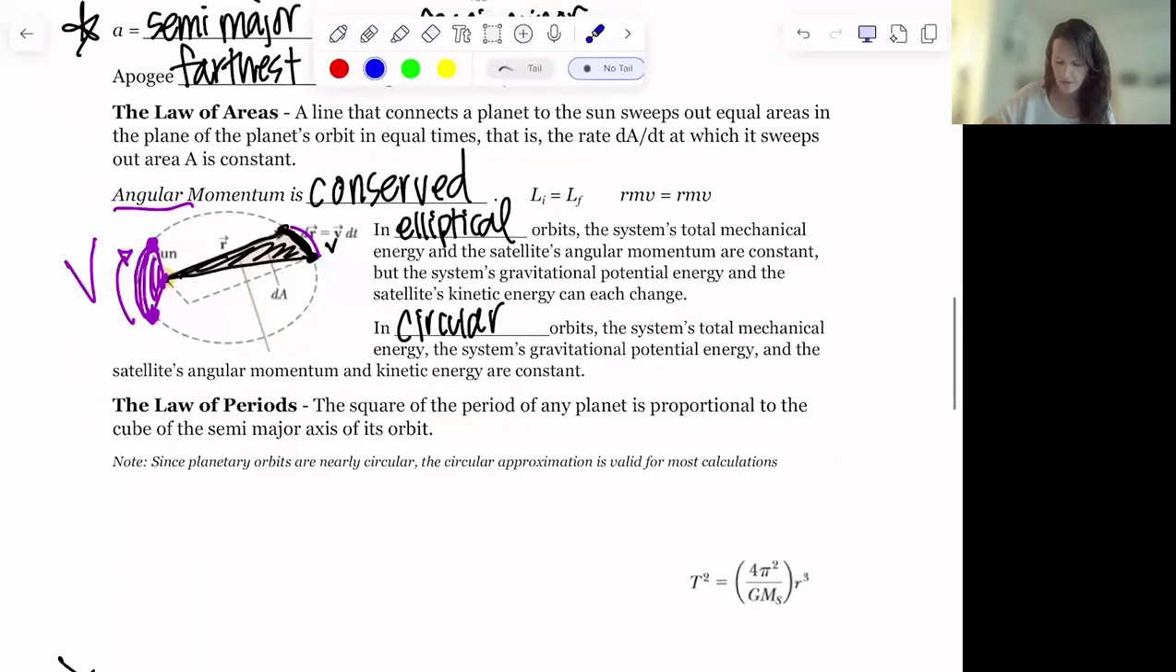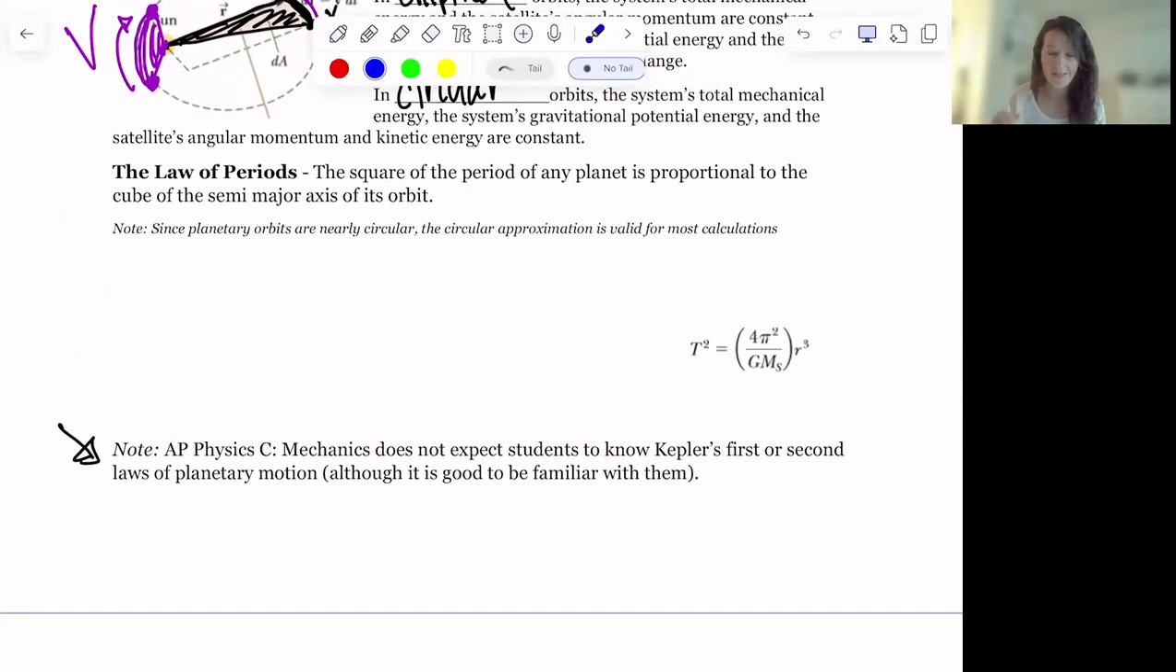Okay, so next law from our dude Kepler, the law of periods. This one is important. It's very likely they're going to ask you to derive this on a test, so make sure you know this. The general thing for this law is that the square of the period of any planet, or as we've discovered, of anything orbiting a big central mass, is proportional to the cube of the semi-major axis of its orbit. So look, we need to know what the semi-major axis is in order to know the third law, so it's good to know those other ones.